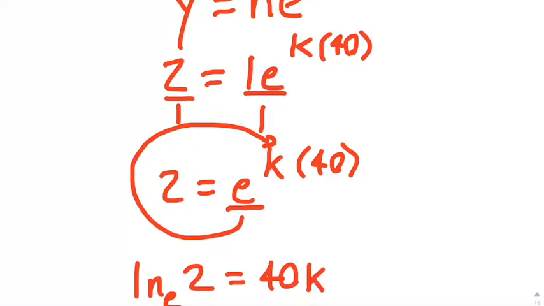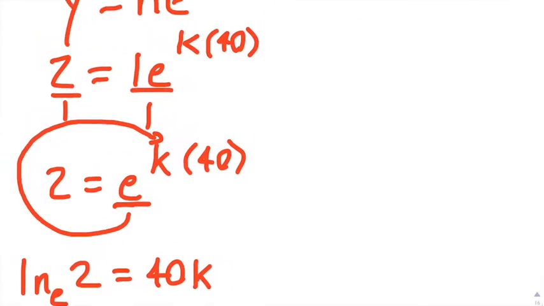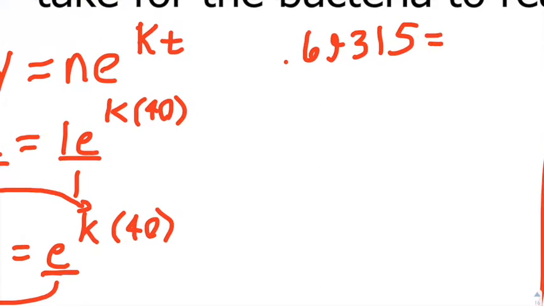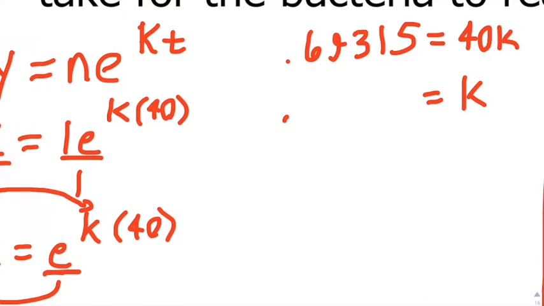And then after that, we can just do natural log of 2. That gives us some crazy decimal. This decimal is 0.6931. Let's round it to 4 places right here. And then that is equal to 40k. And then afterwards, we will divide by 40. And then apparently our k value is going to be 0.0173 right there. It said 4 decimal places.